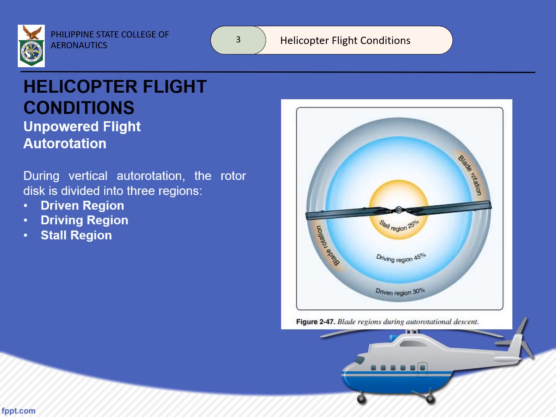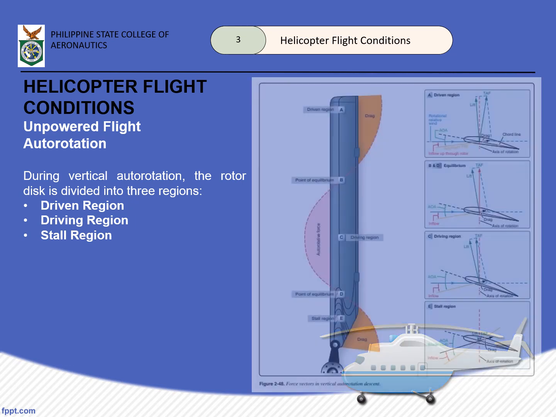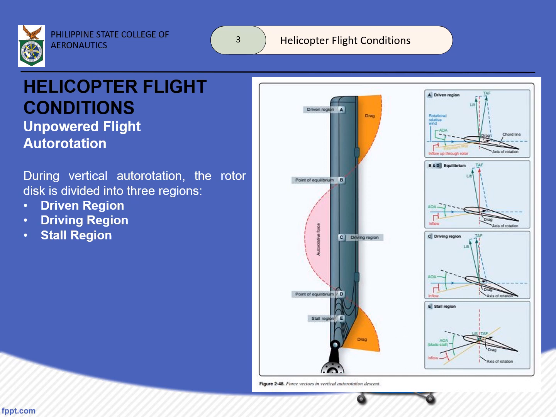So, during vertical auto-rotation, the rotor's disc is divided into three regions, namely yung driven region, driving region, and stall region. So, to get that into detail, here it is. As you may see in the photo, part A is the driven region. B and D are points of equilibrium. Part C is the driving region, and yung stall region naman natin is yung part E.